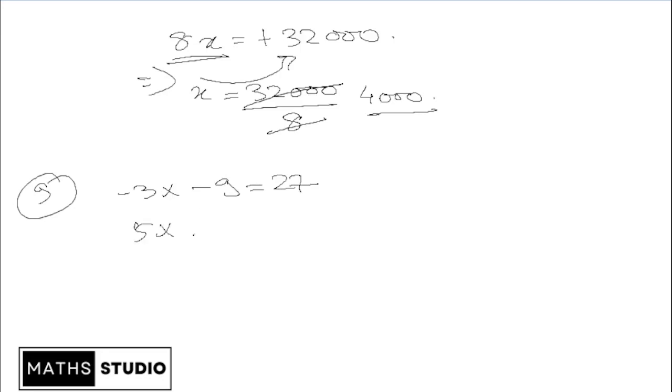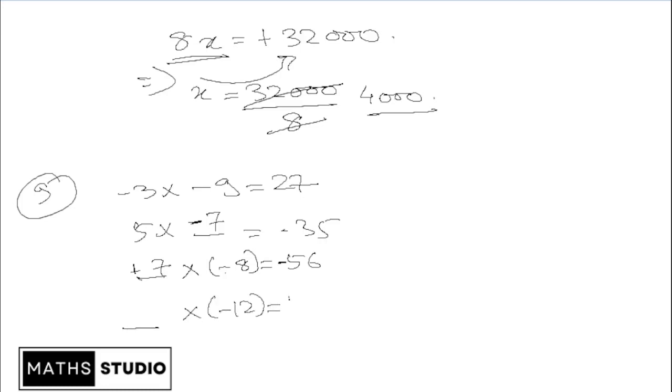Five into what will give me minus 35? Obviously it has to be a negative number, and 5 sevens are 35, so this would be minus 7. Something into minus 8 should give me minus 56. Already we have a minus, so this would be a plus number only, and that would be 7. And the last one: something into minus 12 should give me 132. We know there is a minus, so we need another minus sign. Minus 11 into minus 12 will give me 132.